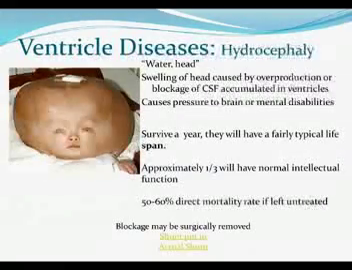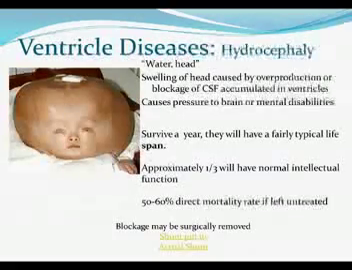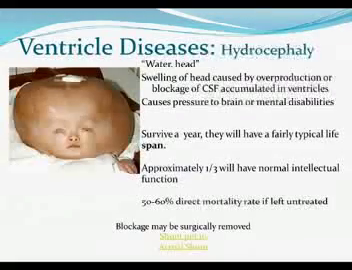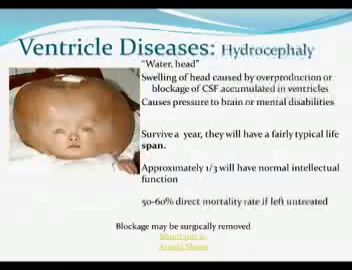Basically a shunt is put in that will relieve the pressure, and they will run a tube that drains into the stomach and is then passed naturally. Right? So there are ways to deal with it now, either the overproduction or the blockage of CSF. And that's it for part 1.